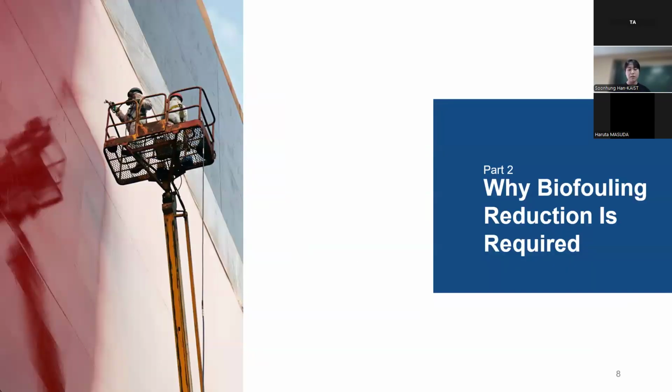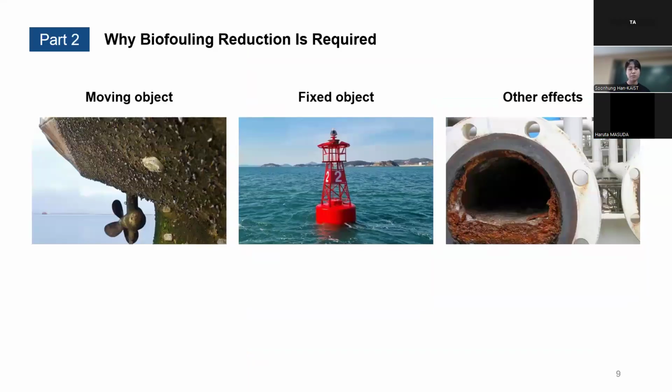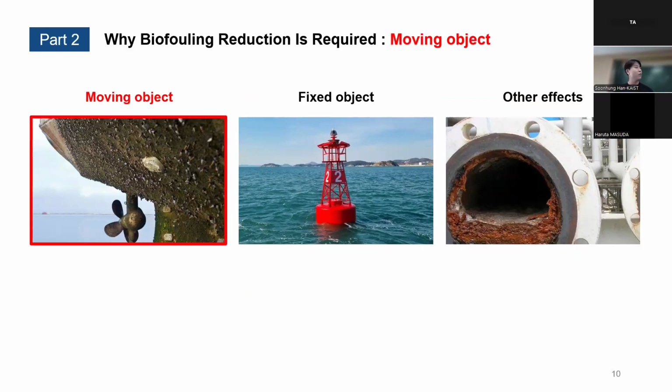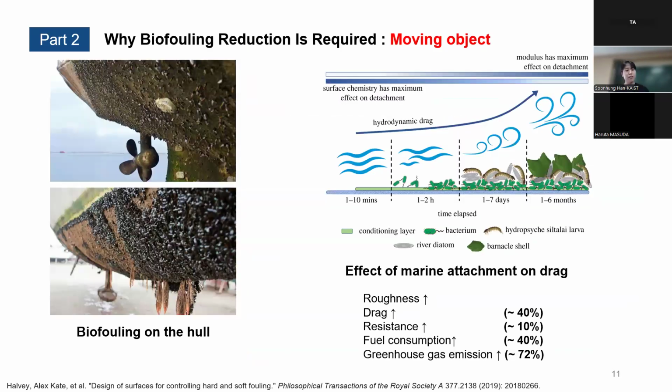The next section covers some examples of why biofouling reduction technology is necessary. We have classified the impact of biofouling into three categories: moving structures like ships, stationary structures, and other effects. Let's talk about the impact on moving structures. When biofouling occurs on the hull of a ship, the surface roughness increases, and it can result in increased drag force and consequently higher fuel consumption.